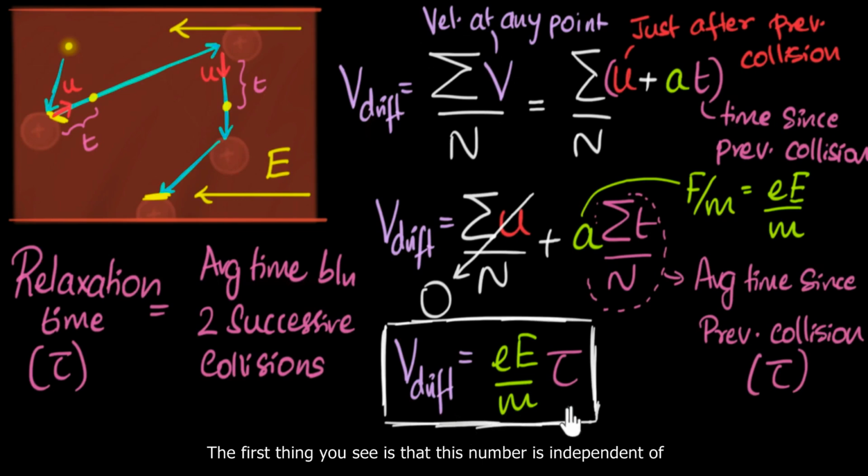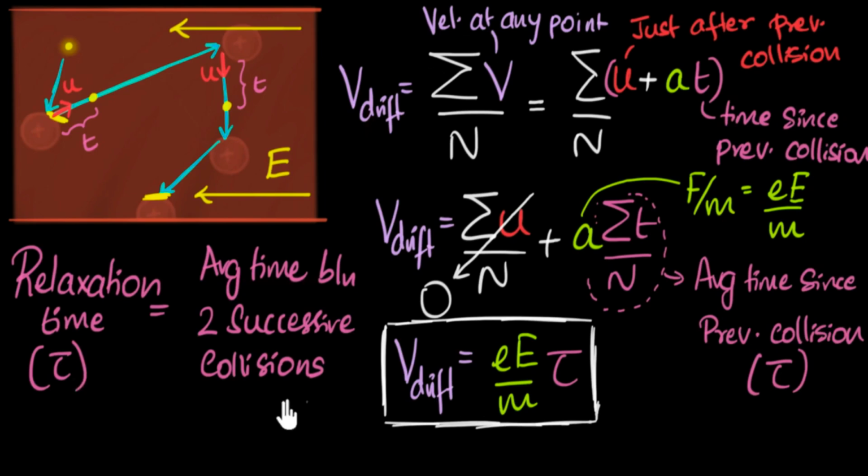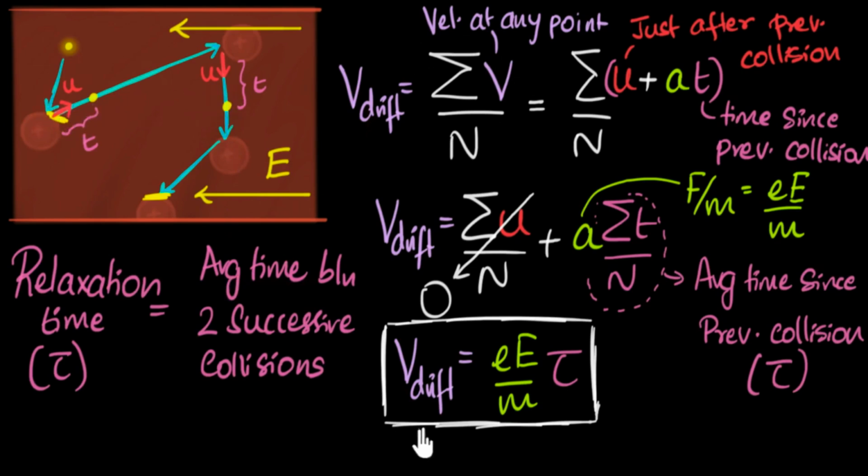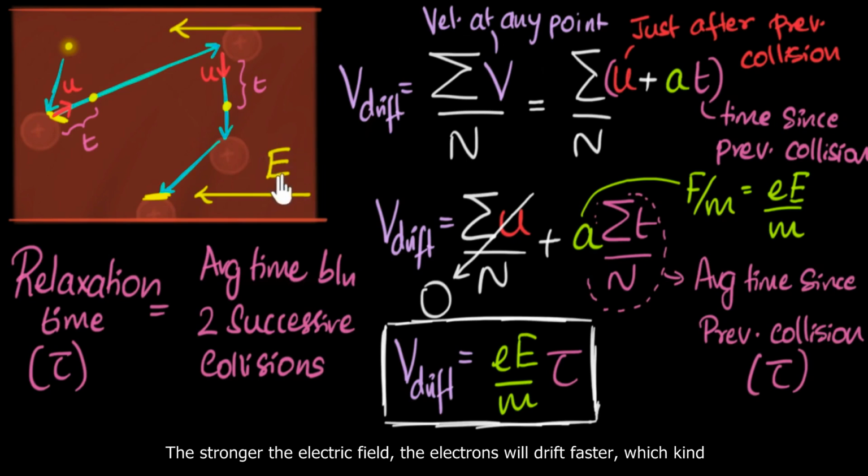The first thing you see is that this number is independent of time. All right, relaxation time is a constant for a given material and temperature. And so the drift velocity truly is a constant, doesn't change with time. And it's for that reason we always assume that electrons are flowing with a steady speed when we have an electric field. So that makes sense. The second thing to note is that the drift velocity, this average constant velocity, depends on the strength of the field. The stronger the electric field, the electrons will drift faster, which kind of makes sense, right? With more electric field we would expect more current, so that makes sense.